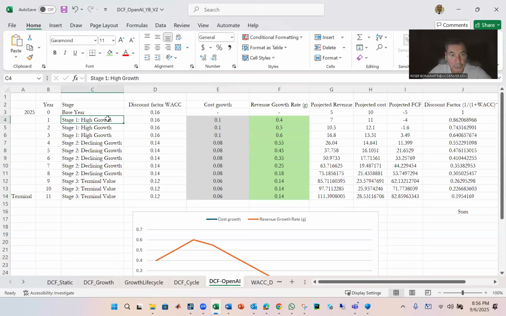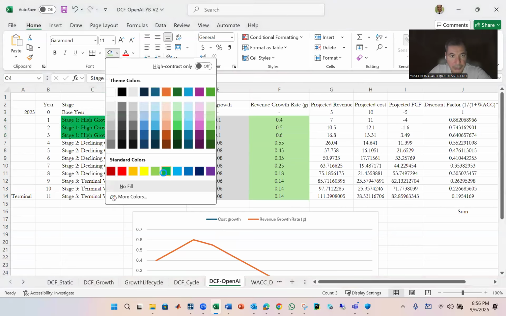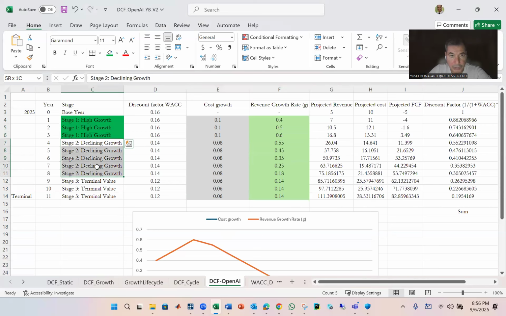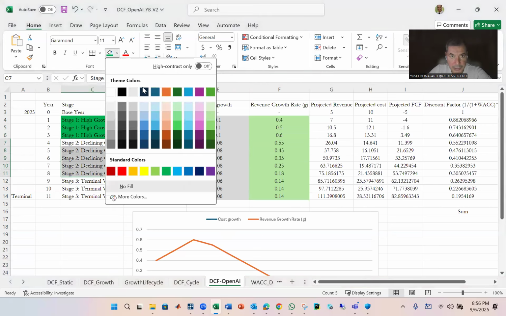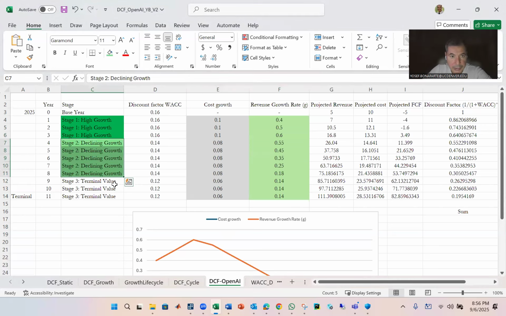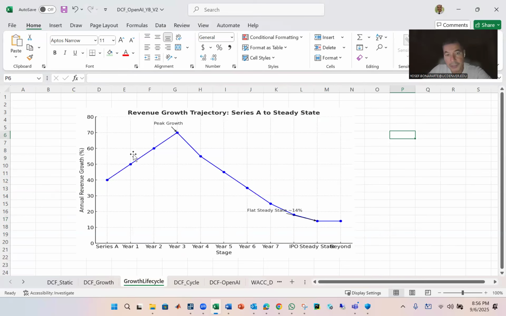So you have a high growth, which I'm going to put in dark green. The declining growth is growing, but not very high. And then the terminal value is growing, but not very much. So you have three types of growth, and that's exactly what this figure is showing. OpenAI is going to grow a lot, then decline, and then flat.